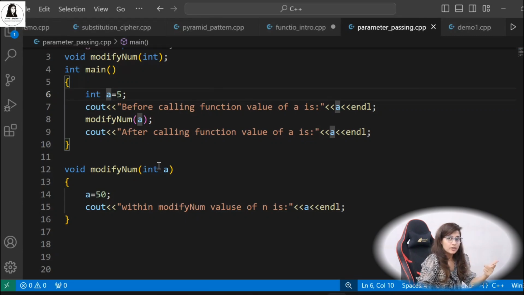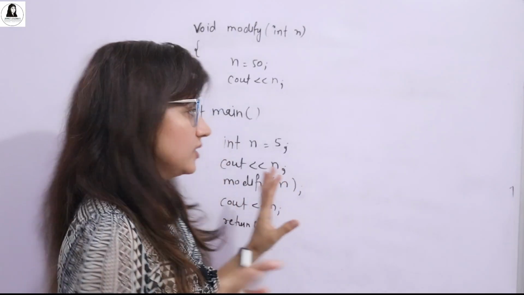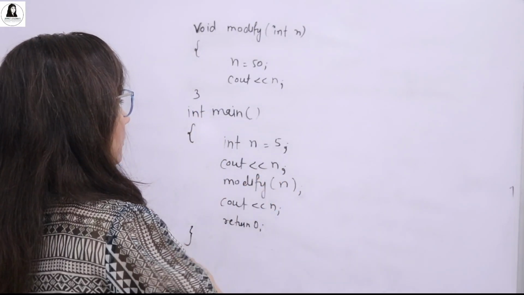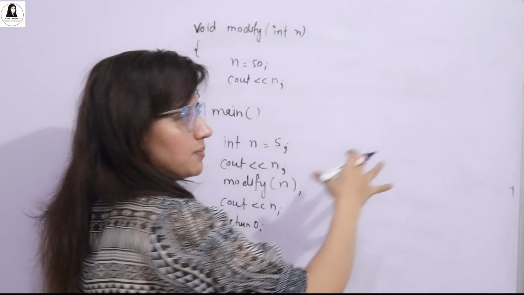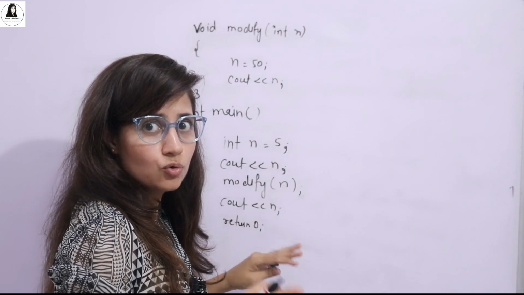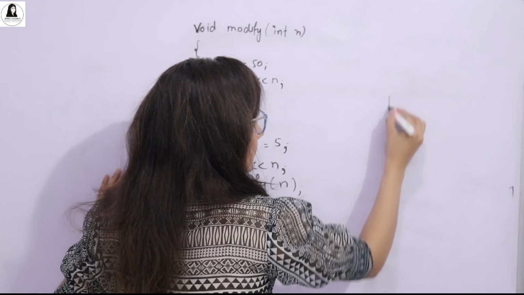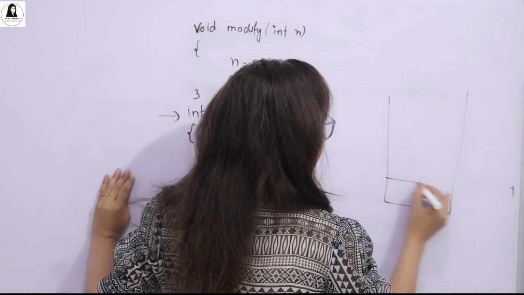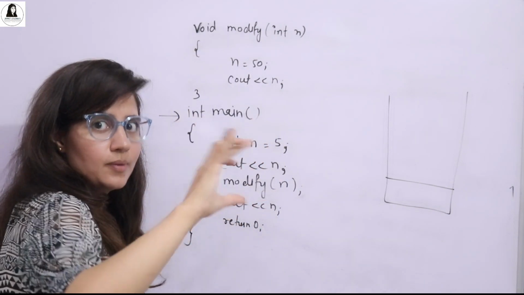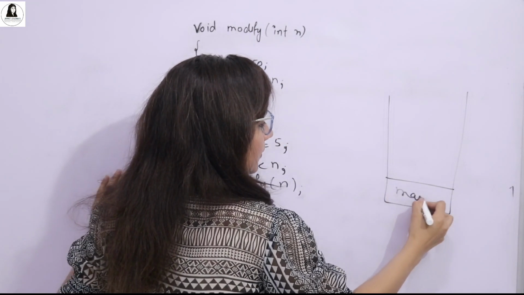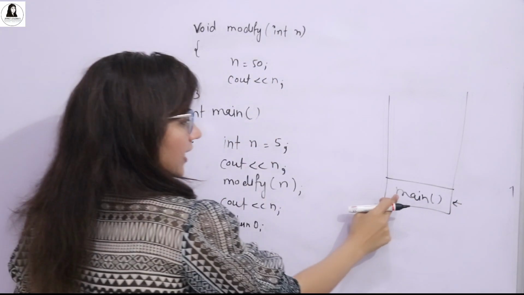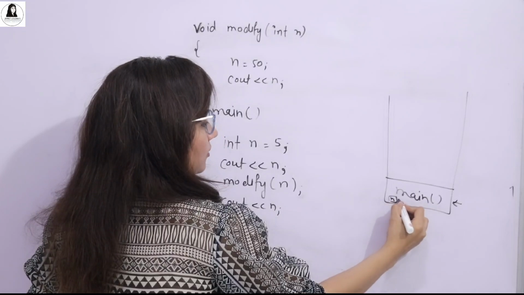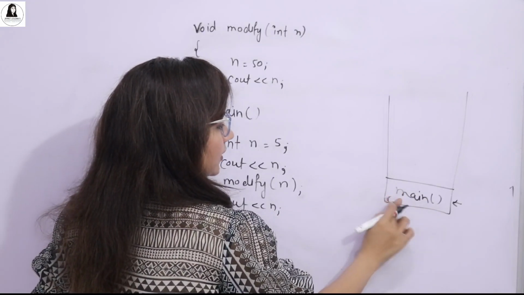So let me show you the internal working of this, what is happening behind the scenes in call by value, right? First of all, control will go to the main function. In main memory, obviously in RAM, that program would be loaded. In the stack, one stack frame or memory would be allocated for this main function. So now the active frame is main. In this main, we have a variable n which has value 5, right?